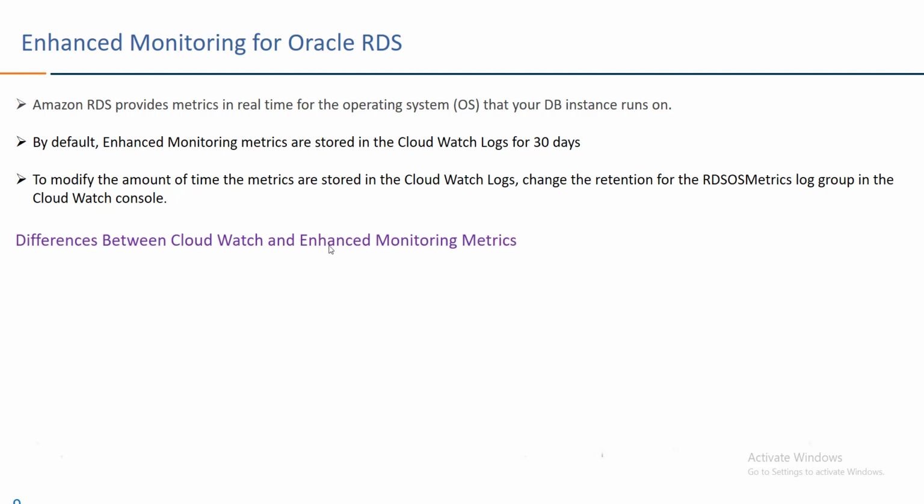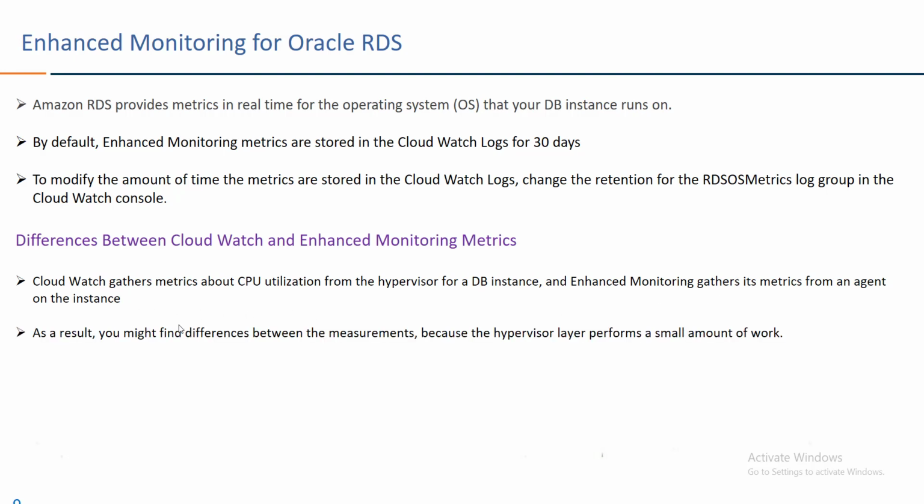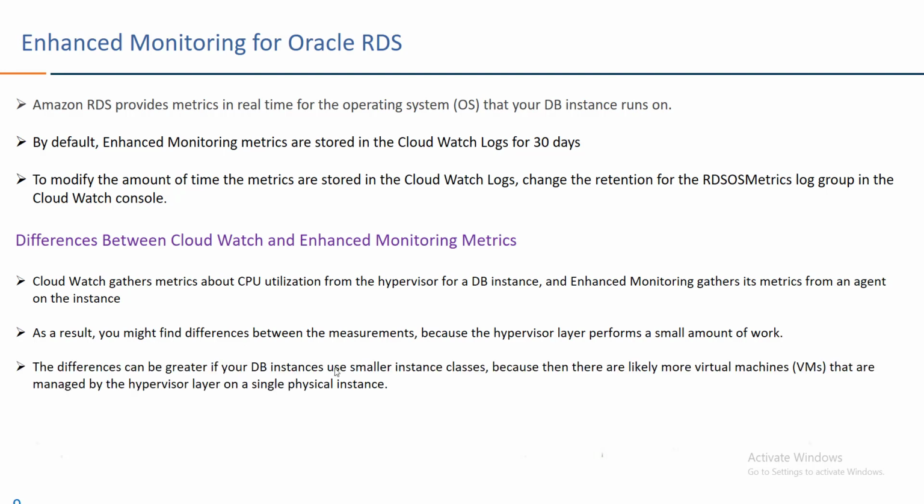The difference between CloudWatch and enhanced monitoring metrics. There are three differences I have just noted down. CloudWatch gathers the metrics about CPU utilization from the hypervisor of the DB instance, but enhanced monitoring gathers them from an agent on the instance. As a result, you might find differences between the measurements for CloudWatch and enhanced monitoring. The difference can be greater if your database uses a small instance class, because there will likely be more virtual machines managed by the hypervisor layer on a single physical instance.